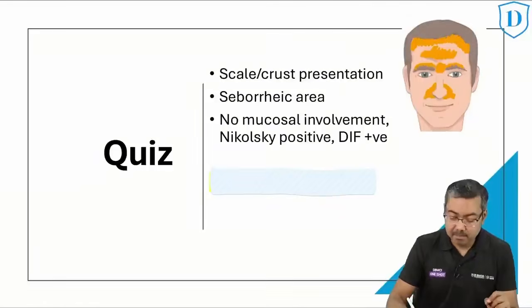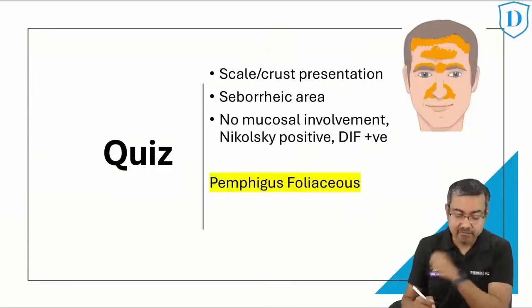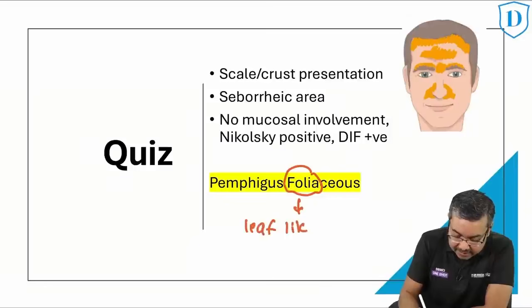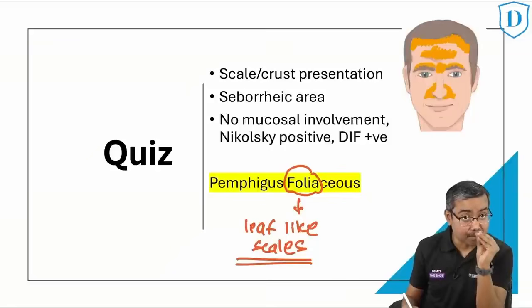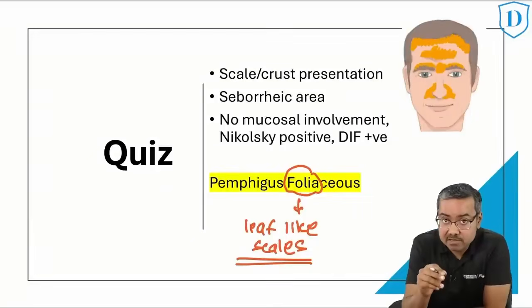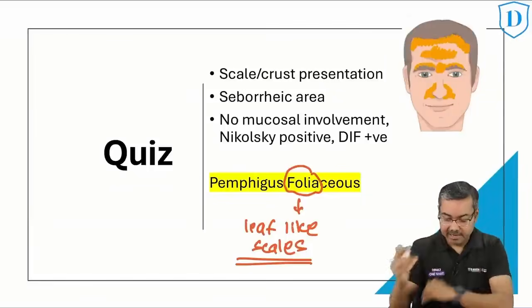This is very typical pemphigus foliaceus. An MCQ here: folia, foliage means leaf. Leaf-like scales is typically pemphigus foliaceus. Let's understand what is pemphigus foliaceus, every disease condensed into 3 lines.